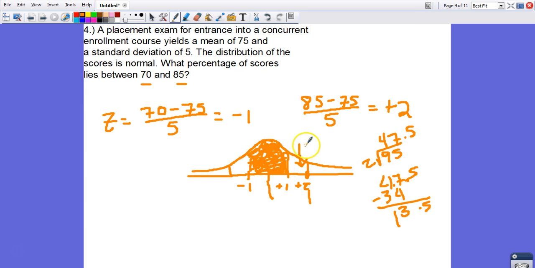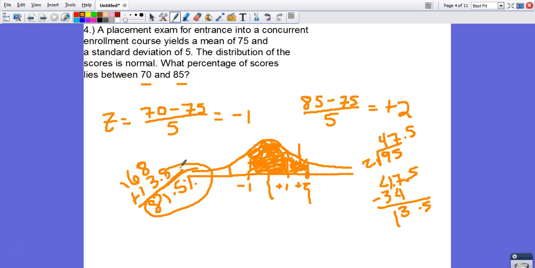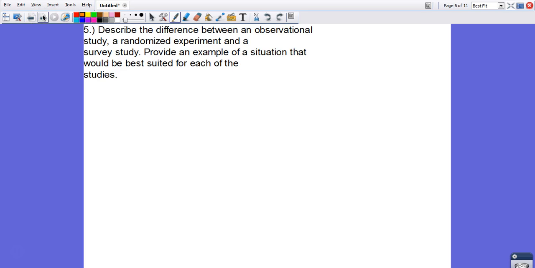So this is 13.5 plus 68. This is the roundabout way, but whatever makes you happy. And I didn't want to look anything up. So 9, 10, 11, carry 1, 6, 7, 8. 81.5. So between negative 1 and positive 2 is 81.5%. 81.5%. All right, what is question number 5?